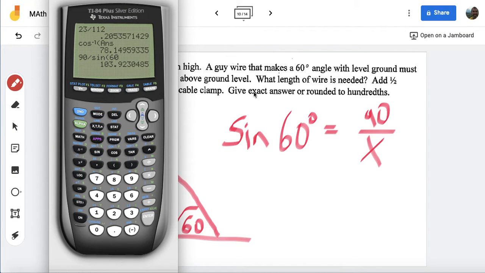103 point. Give exact answer or round to hundredths. So rounding to hundredths. This is a calculator round, so you should be able to round to 4 places unless it specifies. Since they specified hundredths, that means we go to 2 decimal places, so 103.92.